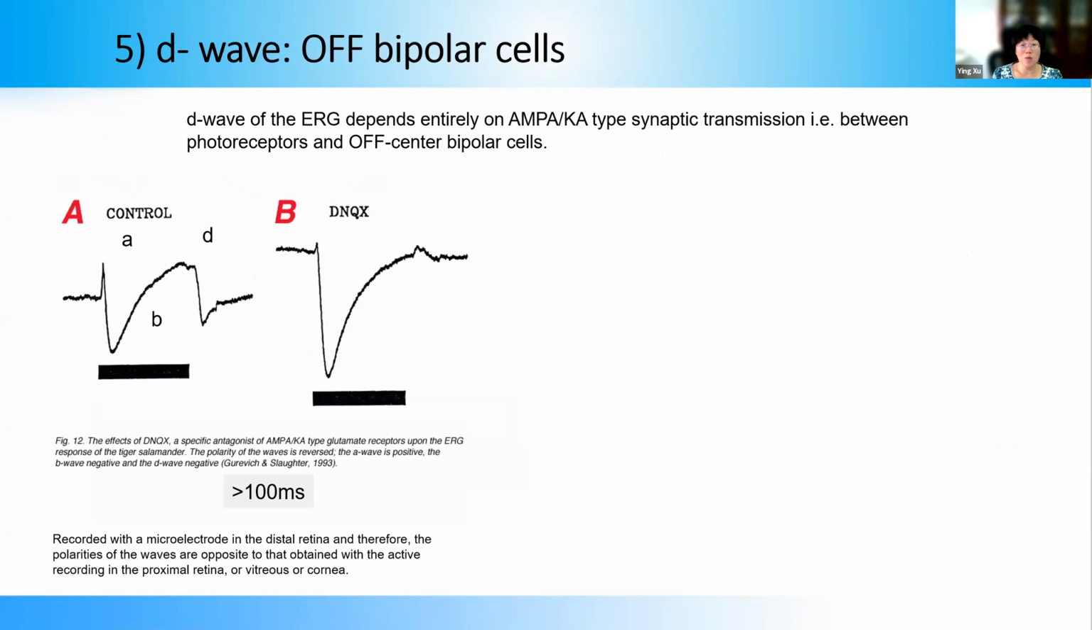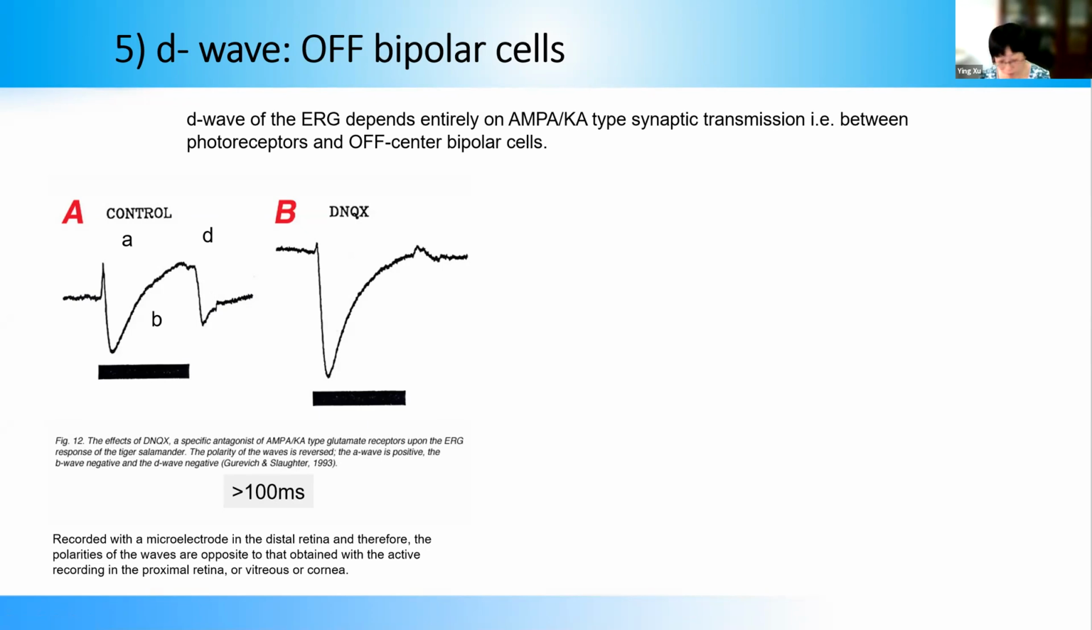And then next, the D wave. In the experiment, the D wave appeared only at a long flash duration, like more than 100 milliseconds. This study shows that when they injected DNQX intravitreally, which blocks the AMPA receptors, the D wave disappeared. That indicates the D wave arises from AMPA-mediated selective transmission between the photoreceptors and OFF bipolar cells.